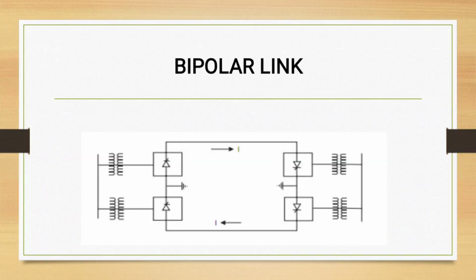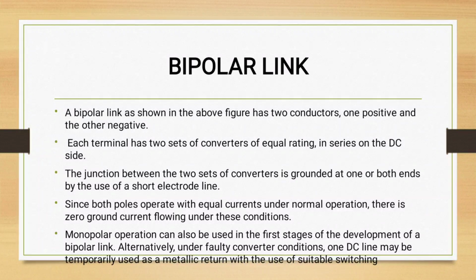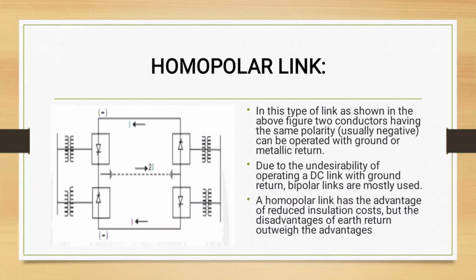This is the bipolar link. A bipolar link has two conductors, one positive and the other negative. Each terminal has sets of converters of equal rating in series on the DC side. The junction between the two sets of converters is grounded at one or both ends by the use of a short electrode line. Since both poles operate with equal current under normal operation, there is zero ground current flowing under these conditions.